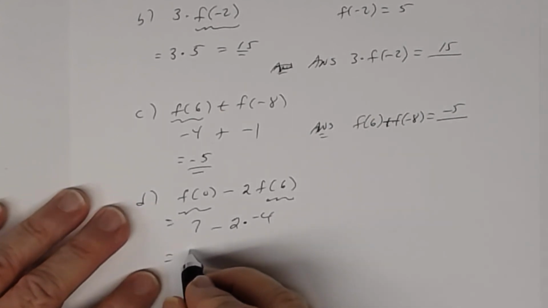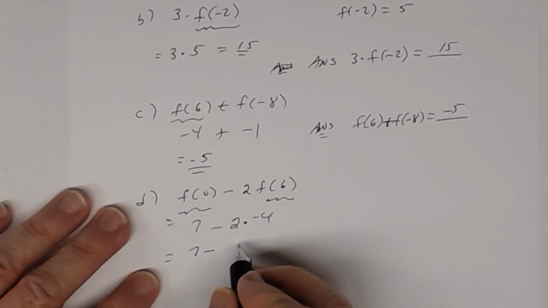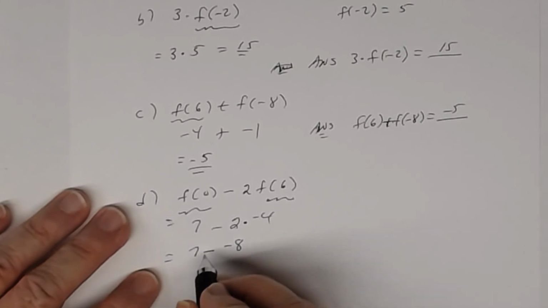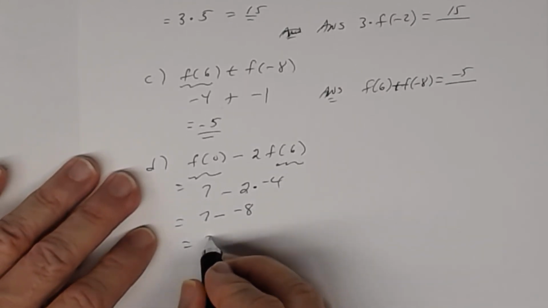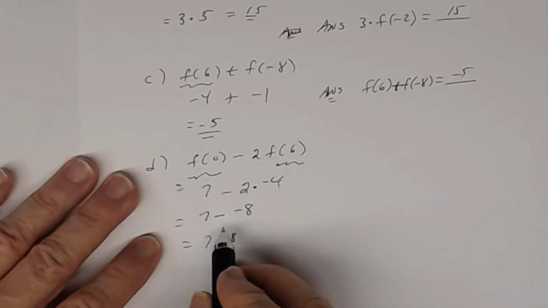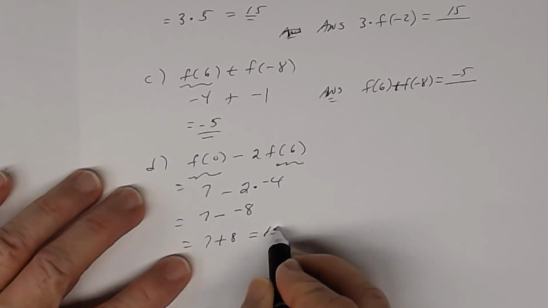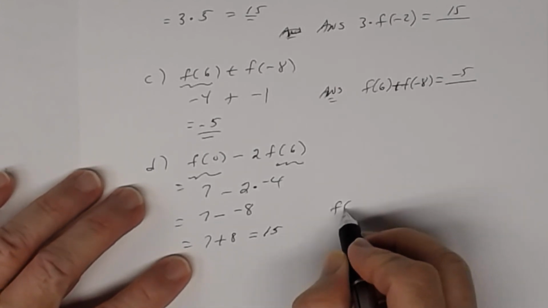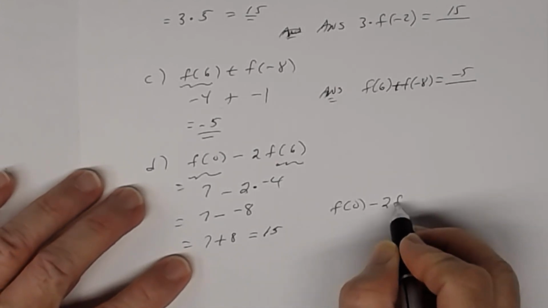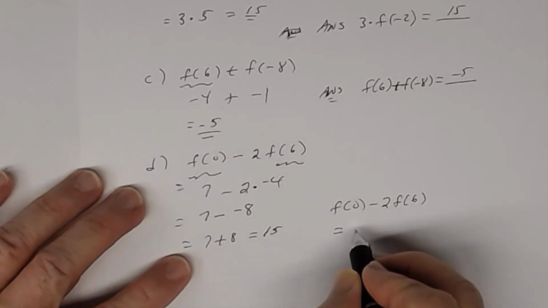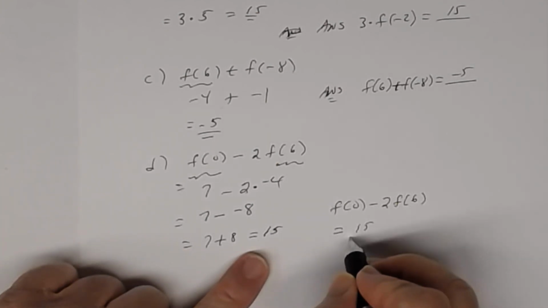So I have 7 subtract 2 times -4. 2 times -4 is -8, right? 7 subtract a -8 means 7 plus a positive 8. So you change that to an addition problem. You add the opposite. And so 8 plus 7 is 15. So f of 0 minus 2 times f of 6 is equal to 15.